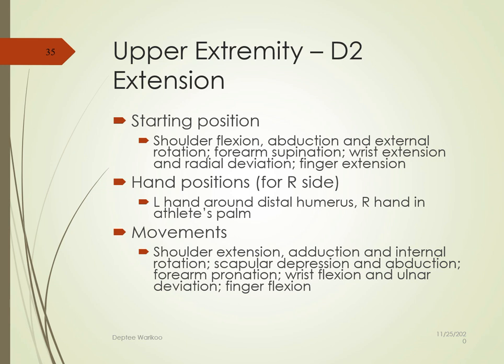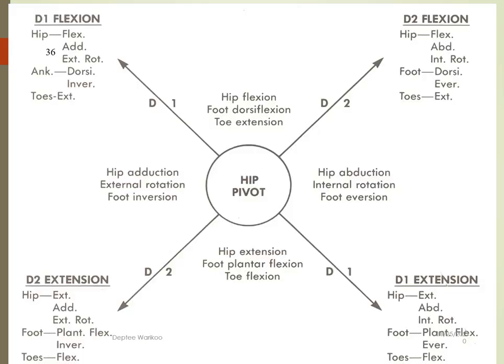rotation, elbow could be flexion or extension both, forearm is in pronation, wrist in flexion and ulnar deviation, and fingers and thumb in flexion and adduction. So these were the positions, the diagonal patterns of the upper extremity. In this diagram, you can see the diagonal patterns of the lower extremity.